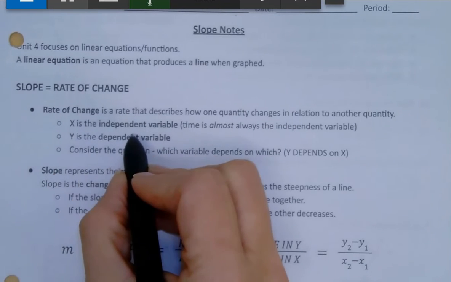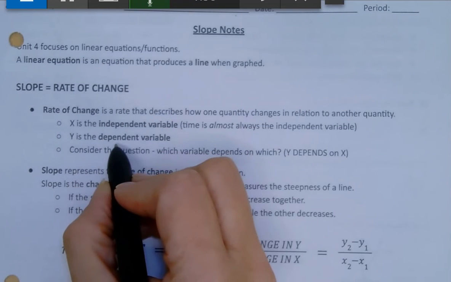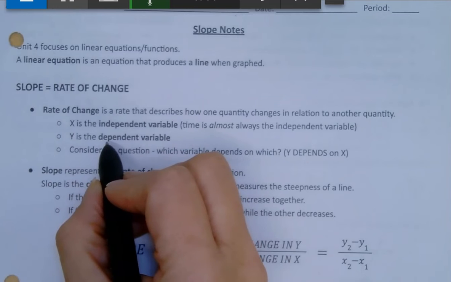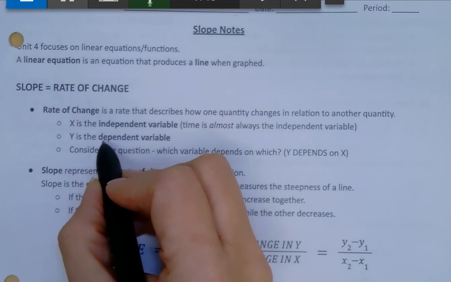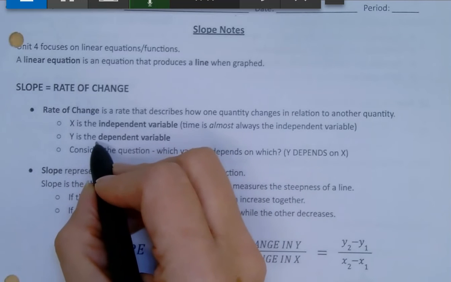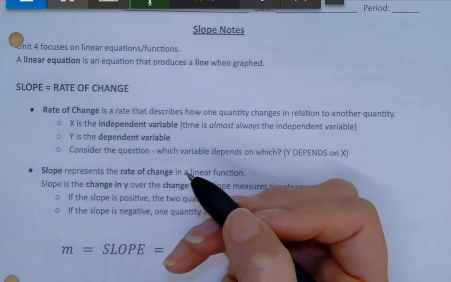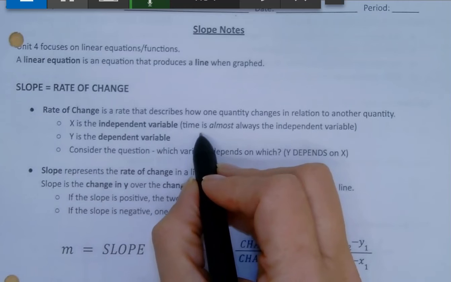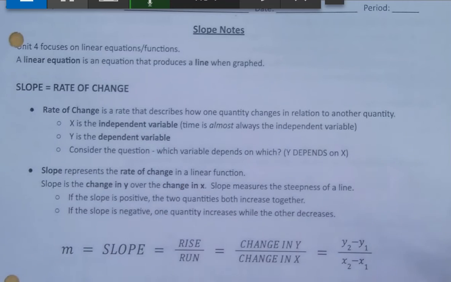X is the independent variable when we're thinking about our two variables. Y is the dependent variable. That means when I'm thinking about a word problem, I'm going to think this depends on that. If I can figure out which is the dependent variable, that's going to be y. X is the independent variable, and almost always, if we are talking about time, time is the independent variable. Almost always, just so you know.